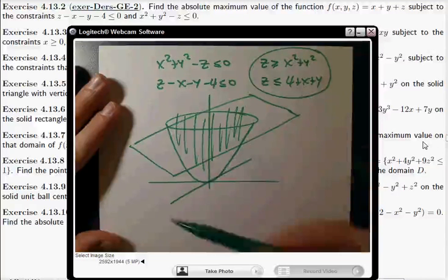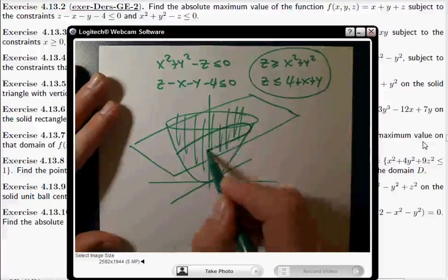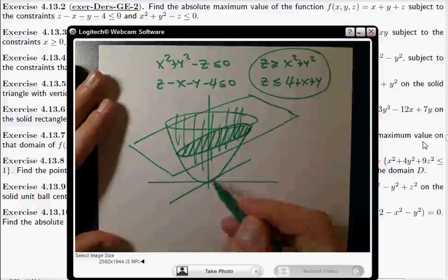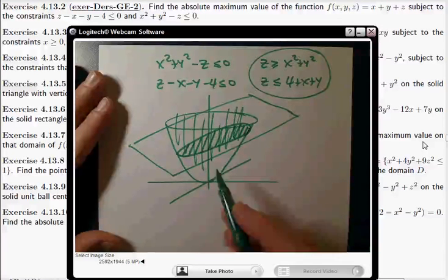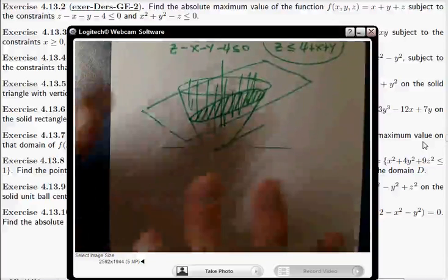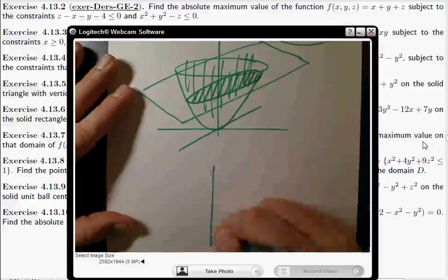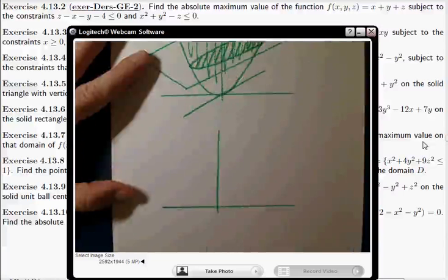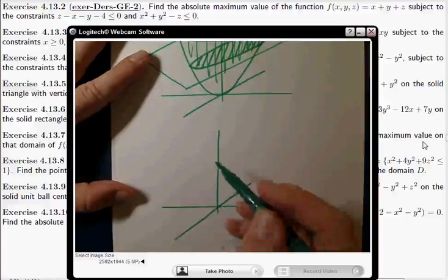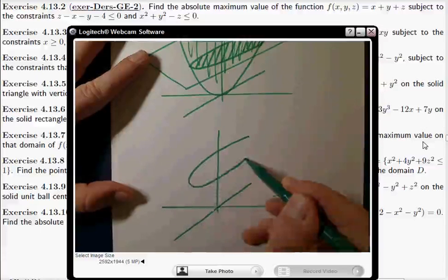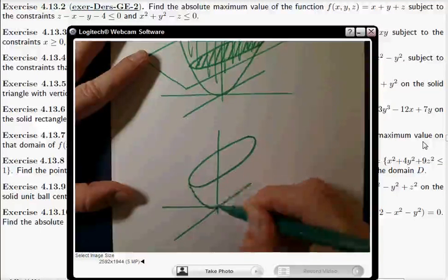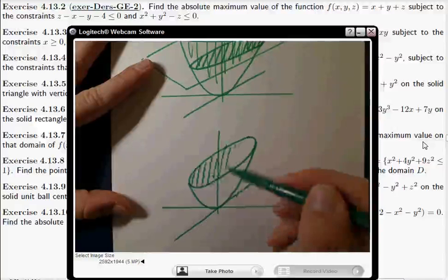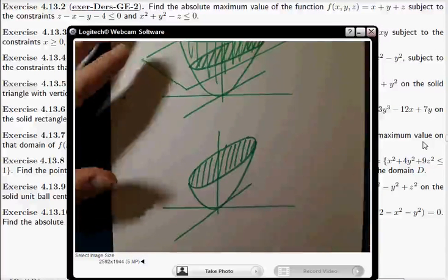So effectively, this plane is cutting through this paraboloid, and I want the part below that plane, but it's capped off by that plane inside of the paraboloid. Let me draw a better picture, because my picture's all messed up. So here's hopefully a better picture of it, something kind of like this, and there's this flat top there. Does that make sense?